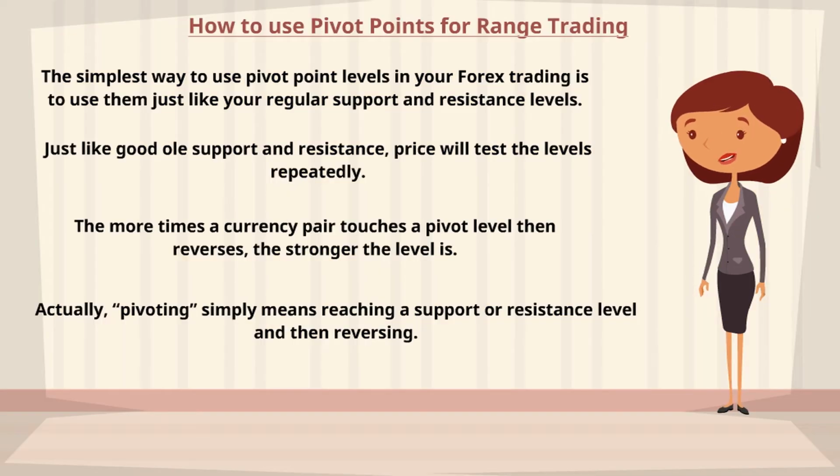Now let's discuss how to use pivot points for range trading. The simplest way to use pivot point levels in your Forex trading is to use them just like your regular support and resistance levels. Just like good old support and resistance, price will test the levels repeatedly. The more times a currency pair touches a pivot level then reverses, the stronger the level is. Actually, pivoting simply means reaching a support or resistance level and then reversing.